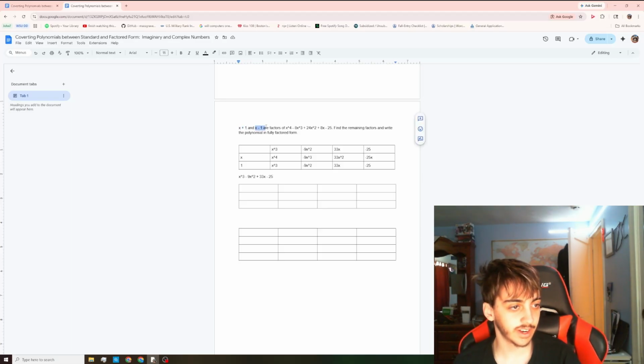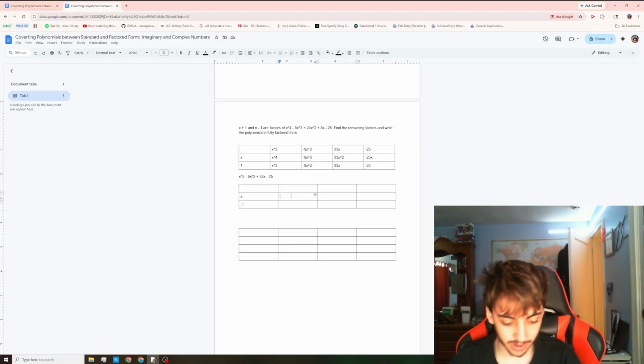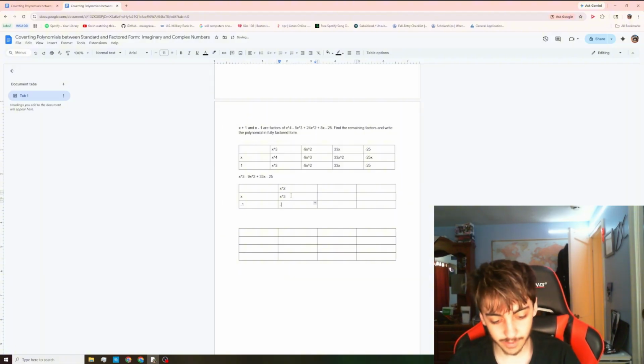Now we can use this factor. So we're going to put x and negative 1 down here. Then we do our division again. So we need x to the third. That just becomes x squared. That's going to become negative x squared.